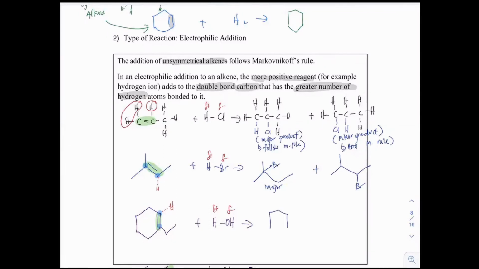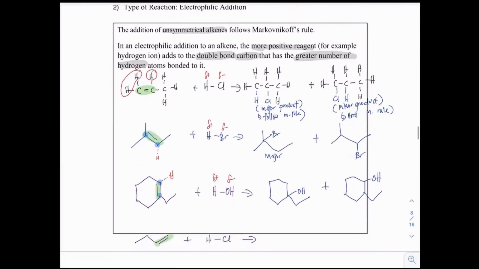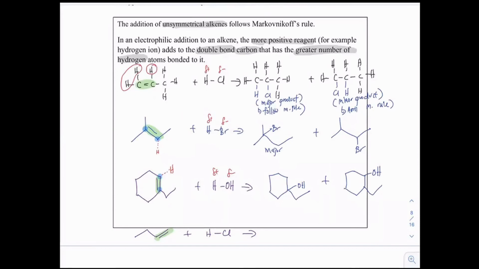So therefore, it will be like this. This is the major product. And the minor product will be like this. Okay? What about the last one? Your try.